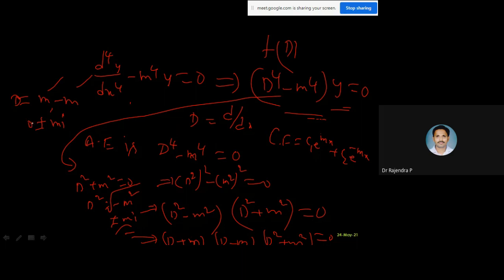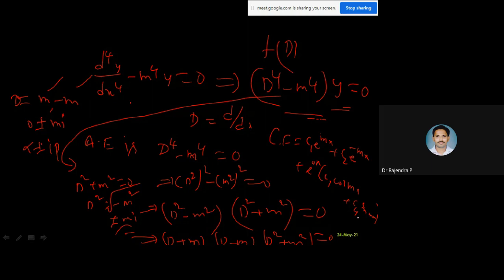The alpha value is 0. We have to compare this with alpha plus or minus i beta. Alpha value is 0, so e power 0x times the bracket. C1, C2 are already used as arbitrary constants, so you go with another arbitrary constant, C3 cos beta, where beta here is m, x plus C4 sin mx.